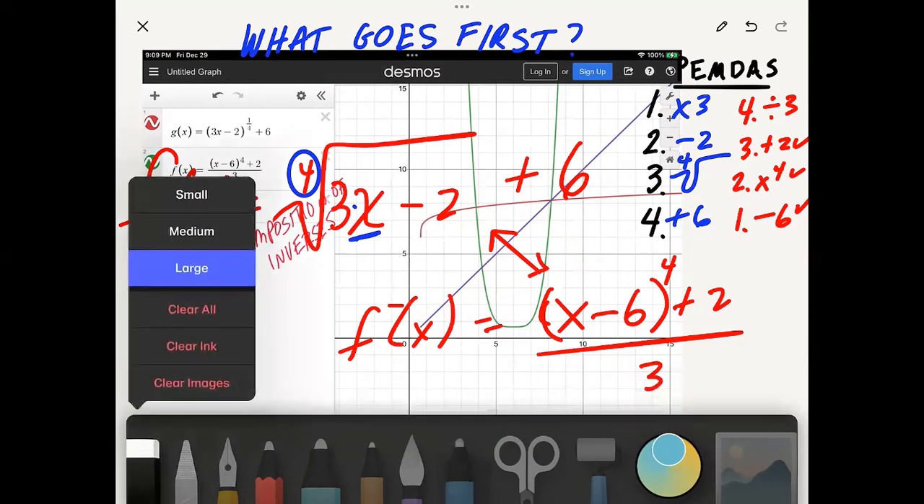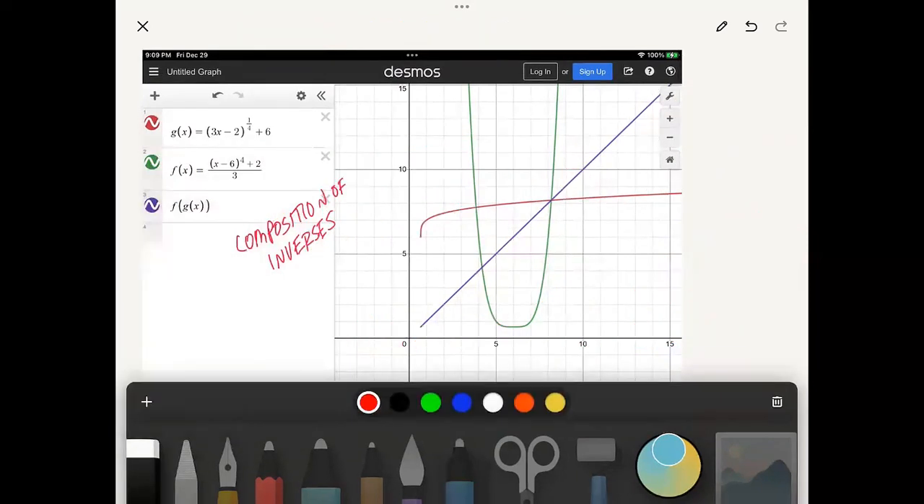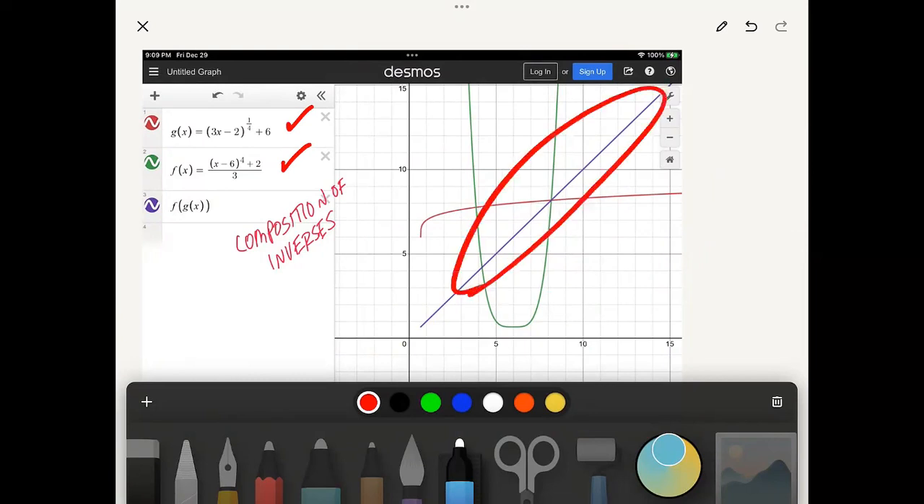I'm gonna clear the ink. All right, so if you look at this, this was the original function, and then I took the inverse of that function, and notice that when you graph it, it does give you the y equals x line. So I said x minus 6 to the fourth power plus 2 divided by 3. That's what I had.